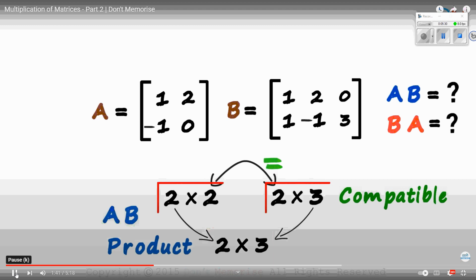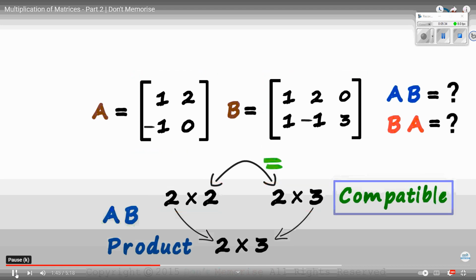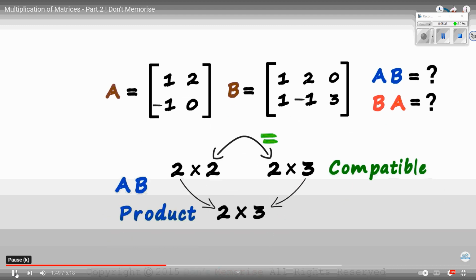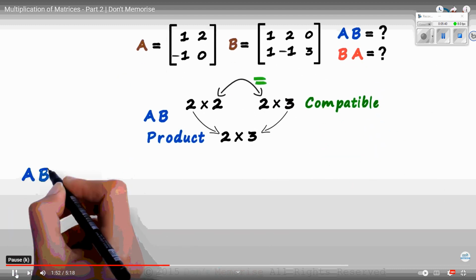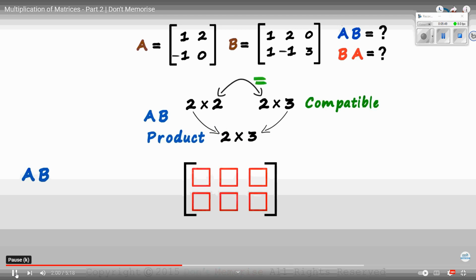Now you know why finding the order of each is better. They not only tell us the compatibility, but also the order of the resulting product, or the dimensions. We zoom out and find the product AB. We know that its order is 2 by 3, 2 rows and 3 columns. We need to find the elements in these 6 positions.